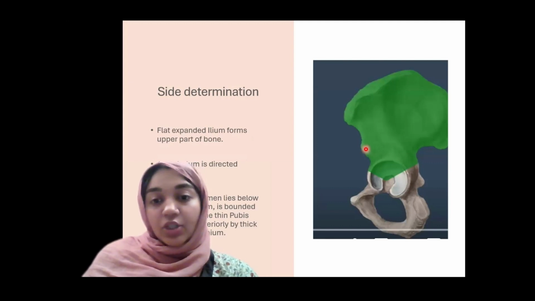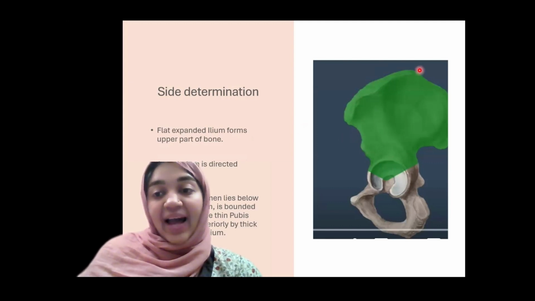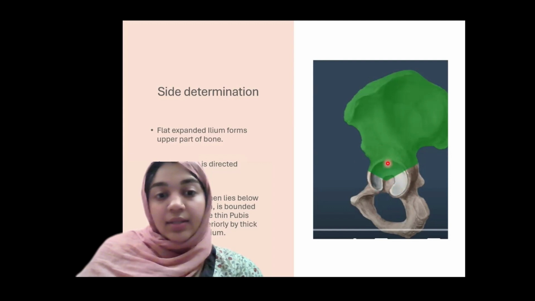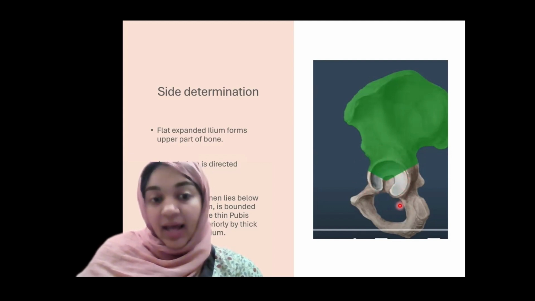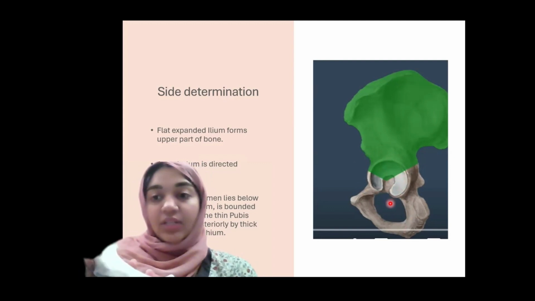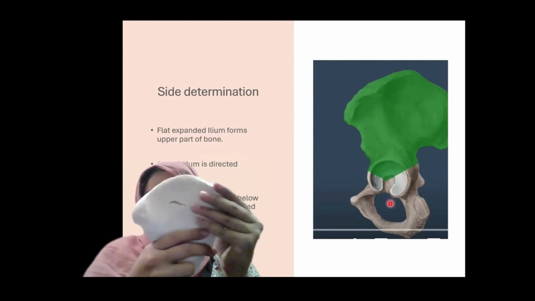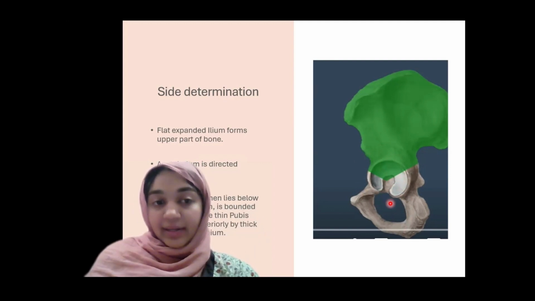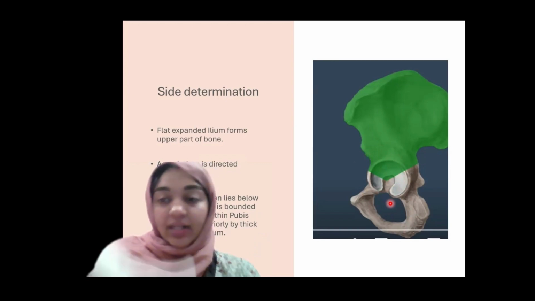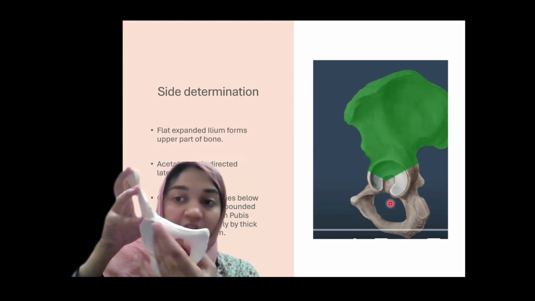Moving on, the side determination. To do the side determination, we need to see that the flat end or the flat expanded part of the ilium is the upper part of the bone. The acetabulum, this vinegar cup-like structure, is directed laterally and the obturator foramen lies below the acetabulum, right? So for side determination, we need to see that the expanded ilium part lies superiorly and it forms the upper part of the bone, and the acetabulum, as you can see, lies laterally.